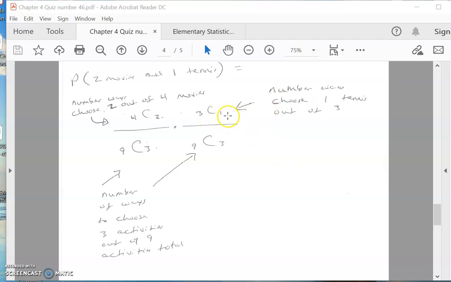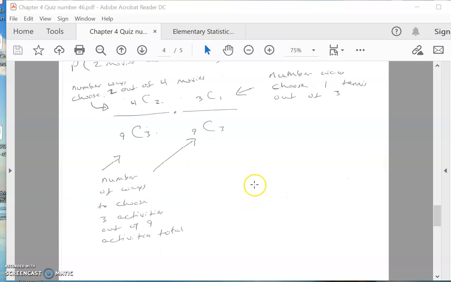Here's the probability of getting, this is the number of ways up here, the number of ways to choose 1 tennis game out of the 3 tennis games. So it's 3 choose 1 games. And then here again, same as before, there's 9 activities. How many ways can you pick 3 out of the 9 activities? So this is the basic formula that we would use to do this calculation. Let me also mention that in your book, page 242, example 4-51, has a very similar type of situation.